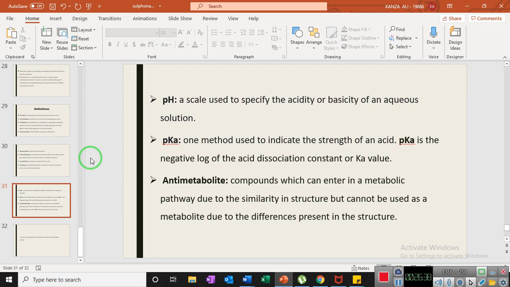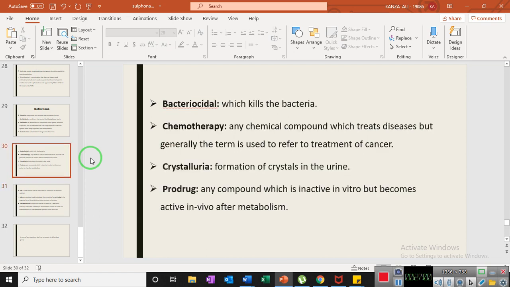And we are going to consider these definitions mainly with the resolution of that problem, that is the problem of crystalluria again. We have another new term, that is crystalluria. Crystalluria is the formation of crystals in the urine.